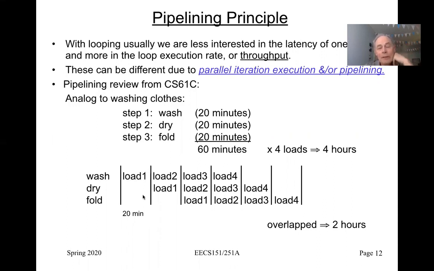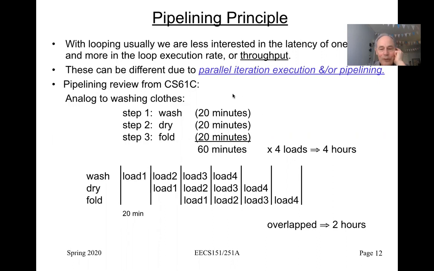Here's a review from 61C, or perhaps from another one of your classes. This is the classic analogy that Dave Patterson and John Hennessy made in their book, using washing of clothes to represent pipelining. When you wash clothes, you put them in the washing machine, and that takes about 20 minutes. Then you put them in the dryer, which takes about 20 minutes. Then you fold them up, which takes maybe 20 minutes. So each load of wash would take you 60 minutes.